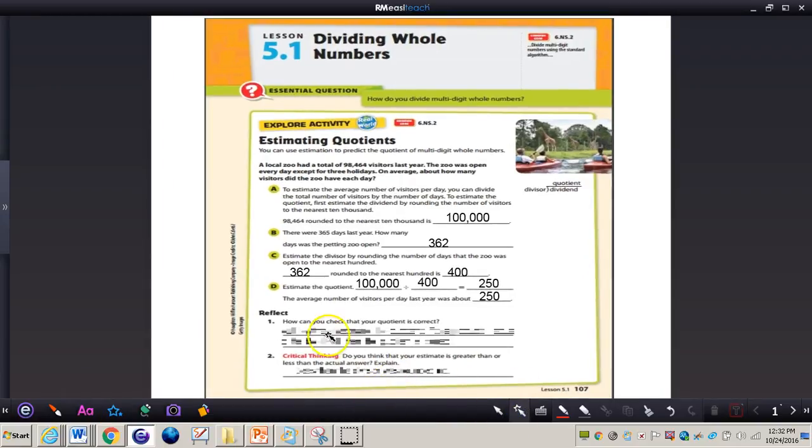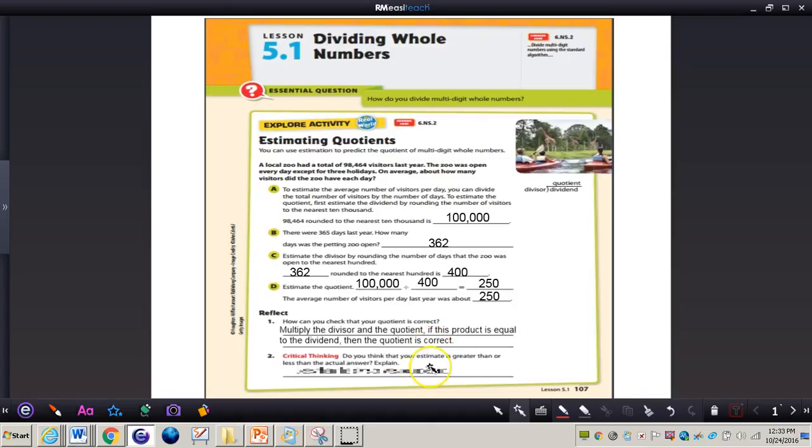Now, a way that you can check is how can you check that your quotient is correct? And I want you to write this down as well. It says multiply the divisor and the quotient. If this product is equal to the dividend, then the quotient is correct. Now, just a quick reminder here, the dividend, okay, that's the number you're dividing. The divisor is the number you're dividing that larger number by, or that first number by, in a division problem. So we had 100,000 divided by 400. The 100,000 is the dividend. Divisor is the second number here, and then the quotient is your answer.